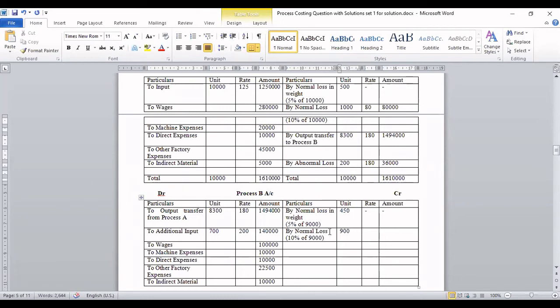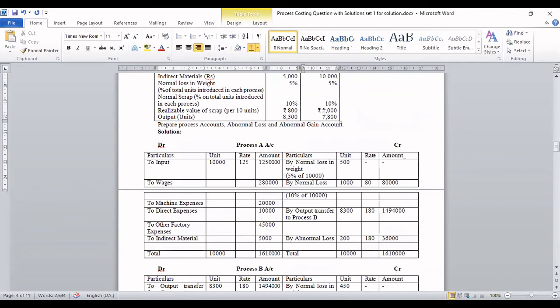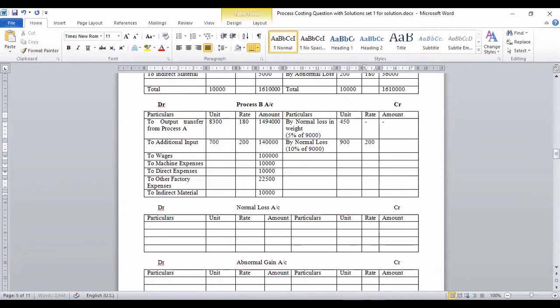Do we have any scrap value? Just go back to the question and check. What is the scrap value given? It is 2,000 for 10 units. So for 1 unit, it would be 200. Correct? Very good. So now tell me the amount. 1,80,000. So now we know what the output is.